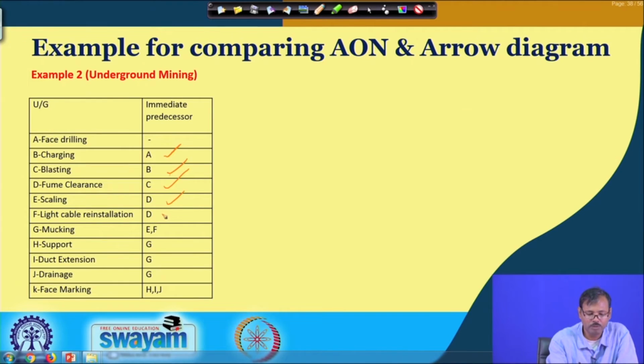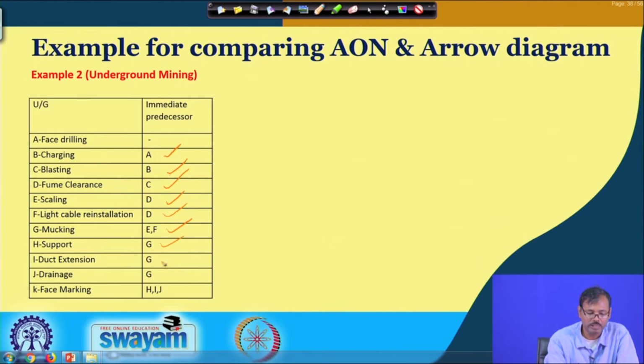Then the light cable will be reinstalled. During the scaling itself, you can carry out the extension of the light electrical cables. So, fume clearance is the precedence of the light cable extension. Then marking will be carried out if scaling is already done and there are sufficient lights, then we will allow the marking. Then after marking, we will provide the support, as you are closing to the unsupported span, your unsupported span is extending. So, that is why you will go for the supporting in terms of roof bolting, etc.